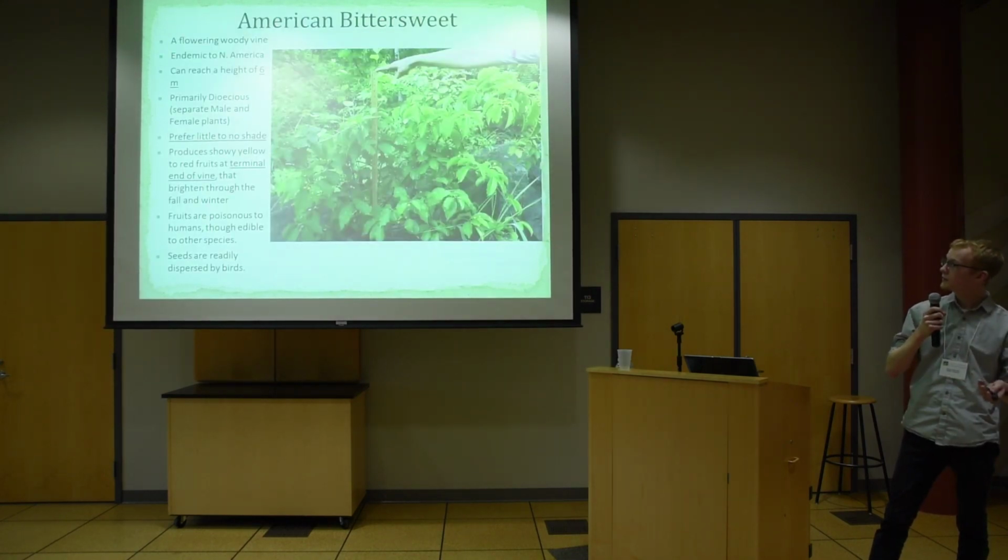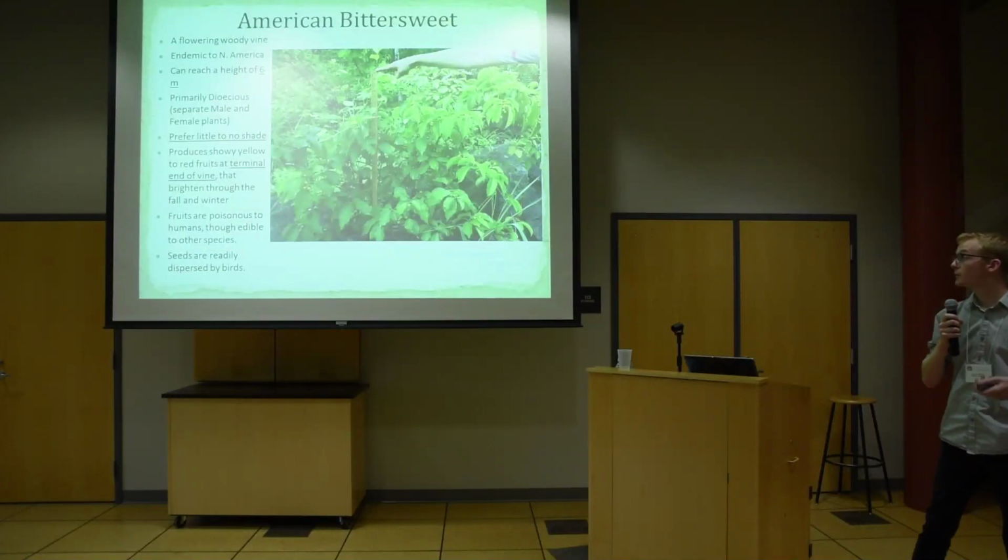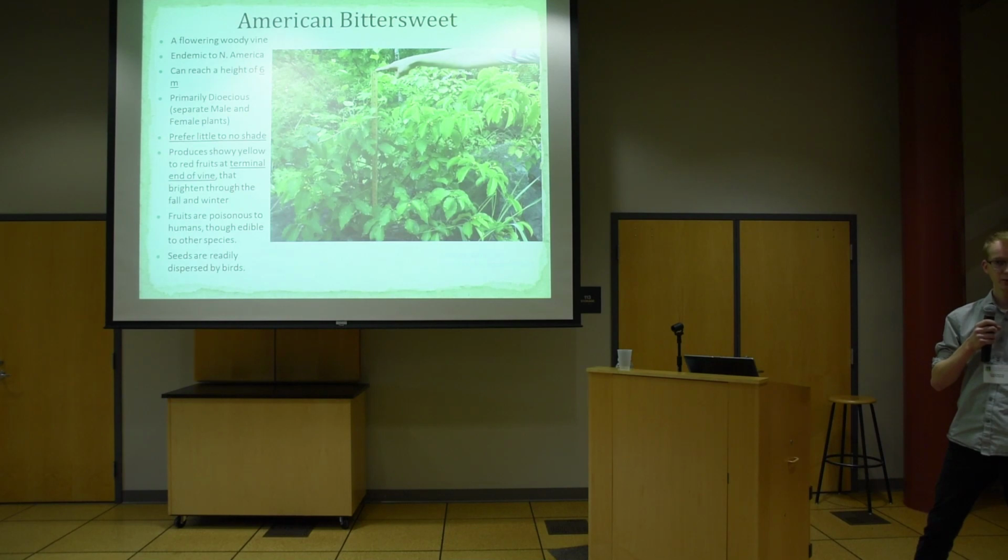Here pictured is the native species, Celastrus scandens. It's a flowering woody vine that's endemic to North America. It's primarily dioecious, which is really interesting, so they have male and female plants. You usually find, I believe, one male plant for every seven females gives the greatest reproductive success in an area. They prefer little to no shade, so they're usually found at the edge of forests, in forest openings, on cliff sides, embankments, and riparian zones.